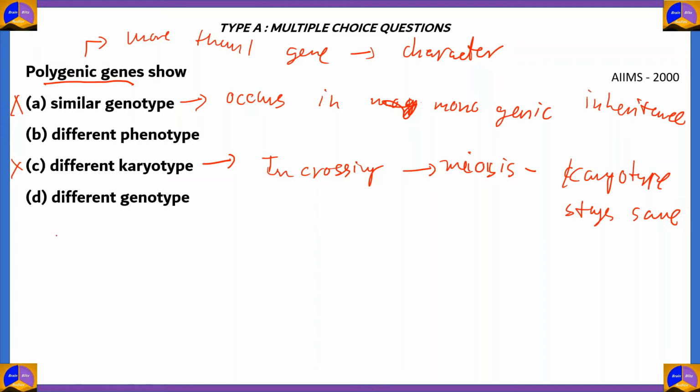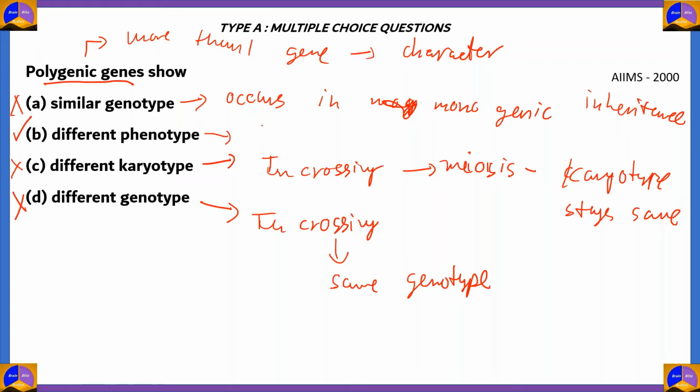Now, what about option D, different genotype? In crossing, this shows the same genotype, which means that the genetic makeup of polygenic genes will still stay the same. Therefore, option D is incorrect. The right answer is option B, different phenotype.